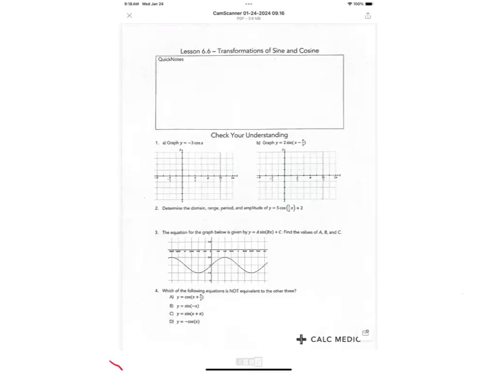Okay, so in the top box where it says quick notes, that's exactly what we're going to do right here. We're going to take a few quick notes about the graphs of trig functions.